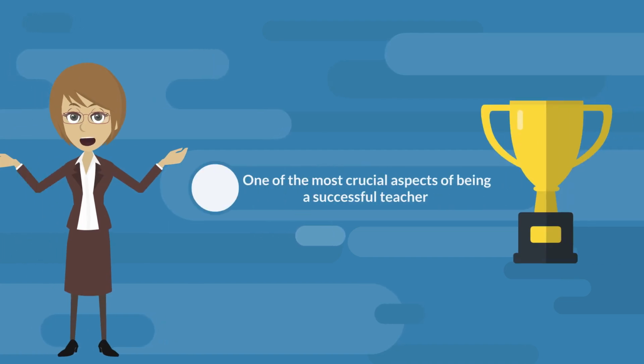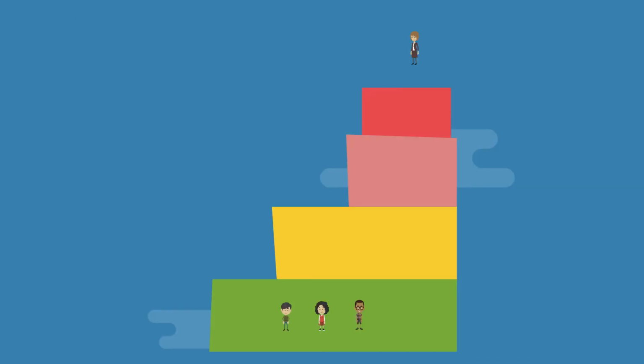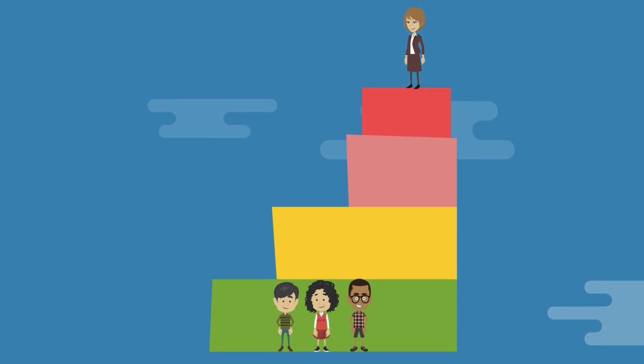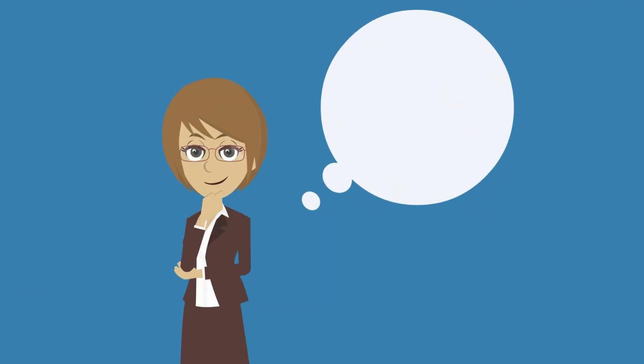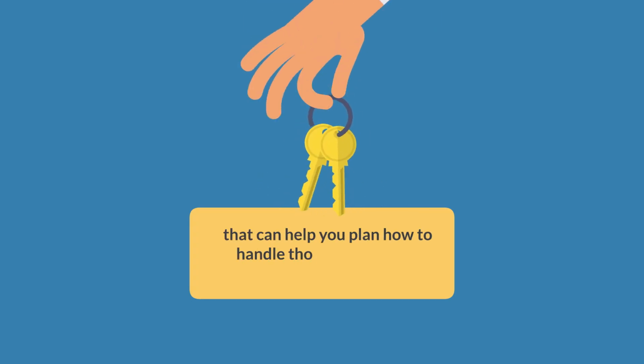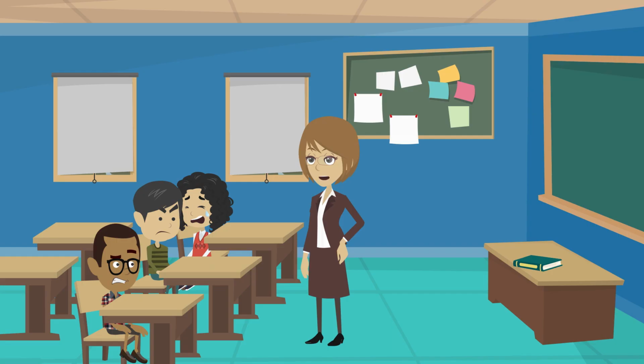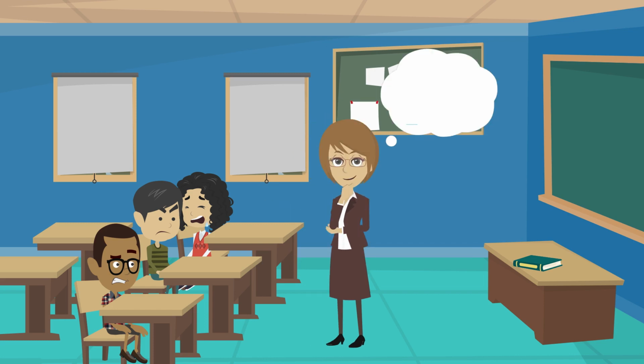One of the most crucial aspects of being a successful teacher is being 2 or 3 steps ahead of your students. Anticipating student misbehaviors and knowing what could happen next are key factors that can help you plan how to handle those situations in advance. Think about a scenario where a student starts to become disengaged and starts distracting other students. As a teacher, you can see the behavior escalating before it turns into something more disruptive. By being proactive and thinking ahead, you can redirect that student's behavior before it becomes a distraction.